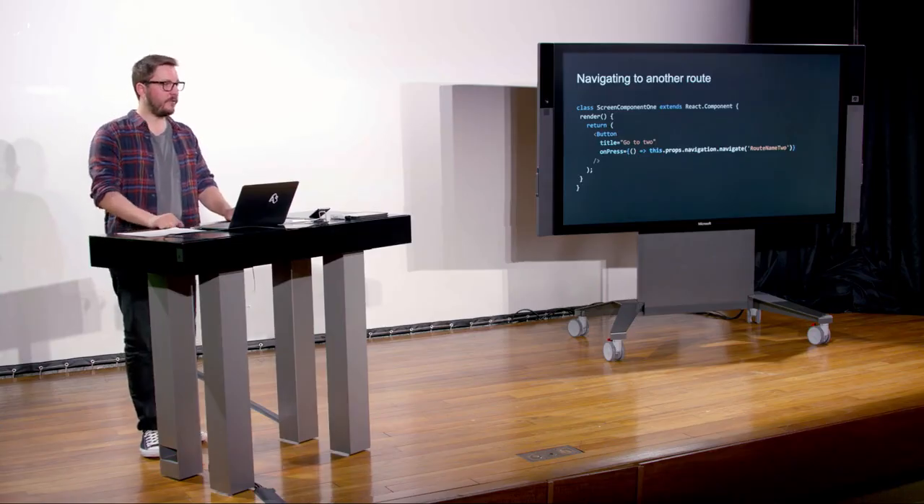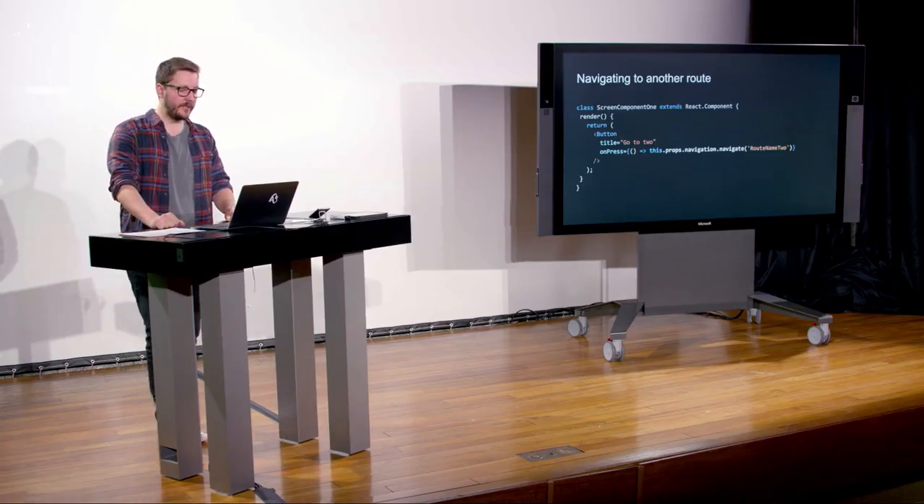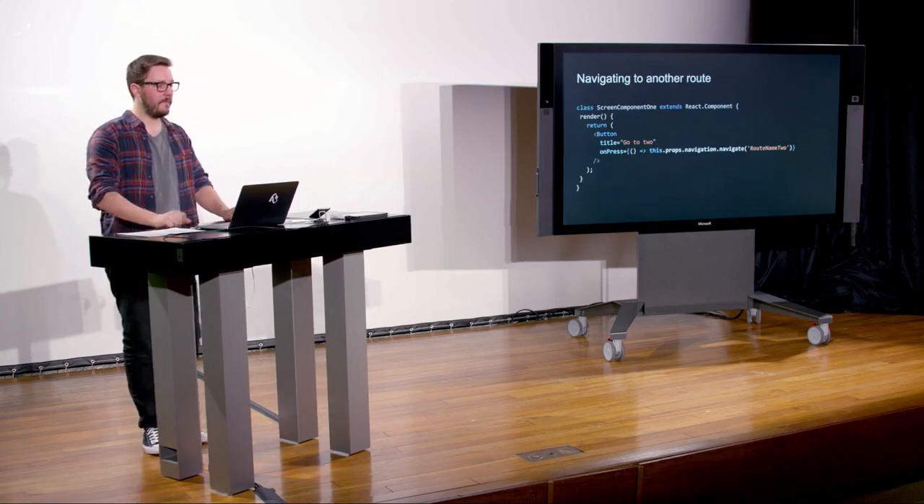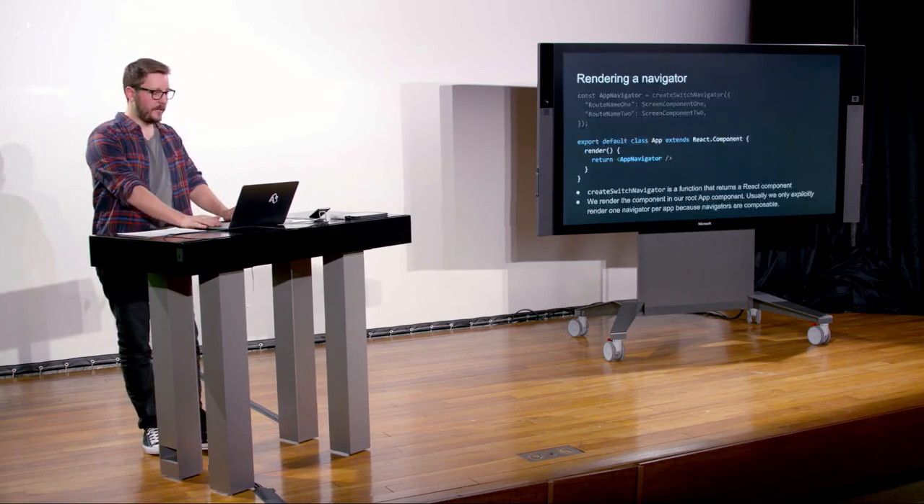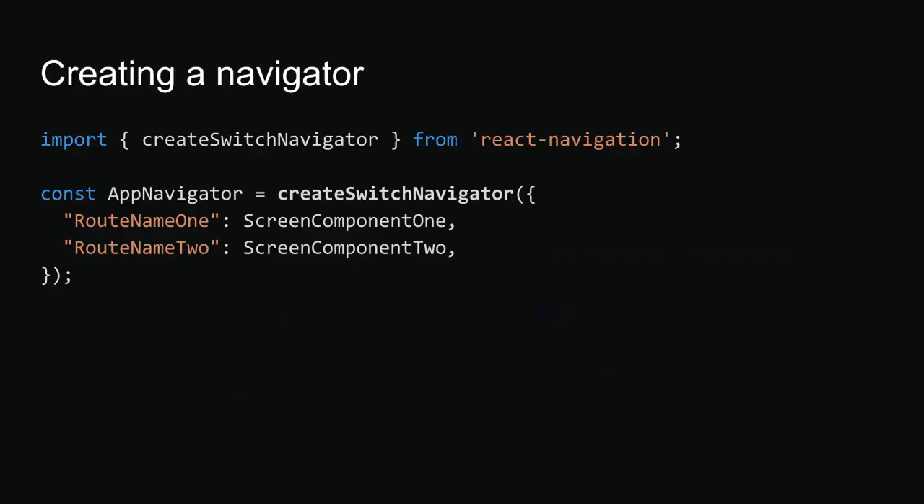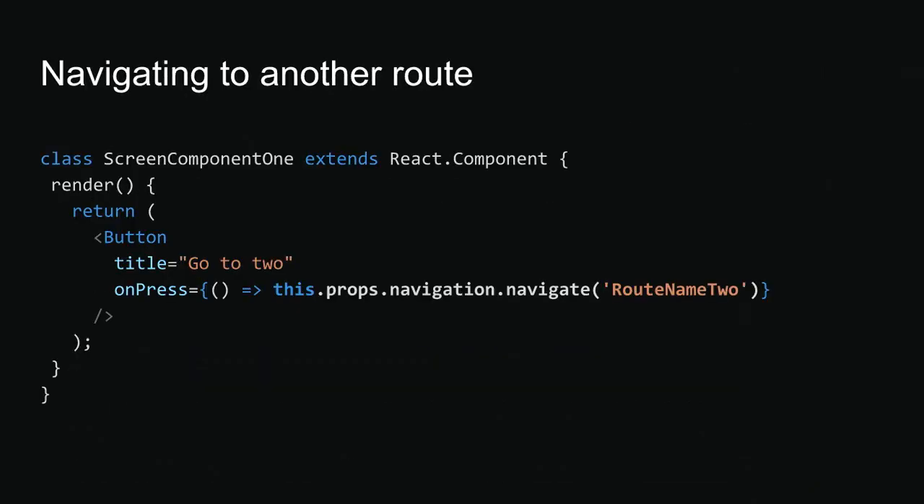So when we want to go from one screen to another screen, we simply call this.props.navigation.navigate, and we pass in the route name. So going back here to the definition, you can see the route name corresponds to the screen component. And when we call navigate, we give the route name, and it simply switches to show the component corresponding to that route name.